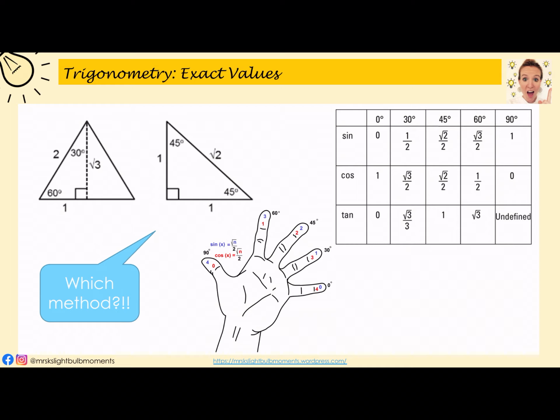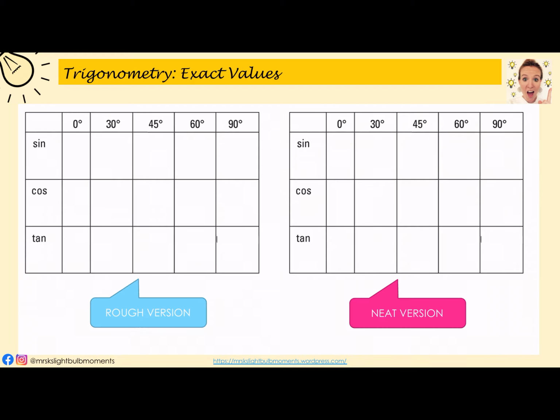Can you write that table down? Do you remember what angles are at the top of your table? Because you need to be able to create it on a table eventually. So I'm going to show you how I do this. You'll see on the left I've got a rough version and on the right I've got a neat version. Really important to have the two because it does get a bit scrappy.